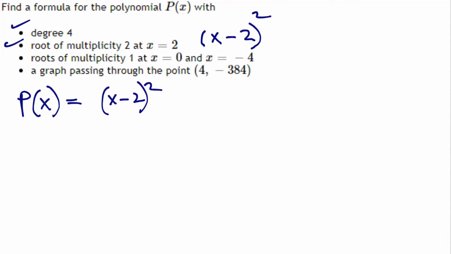All right, and then let's get to our third bullet point here. Roots of multiplicity 1 at 0 and x is equal to minus 4. Well, anytime you have a root of 0, that's just a factor that looks like a plain x, which in essence really is x minus 0, but we never put that x minus 0 on there. We don't really need it. It's got a multiplicity of 1. That also we don't have to put there.